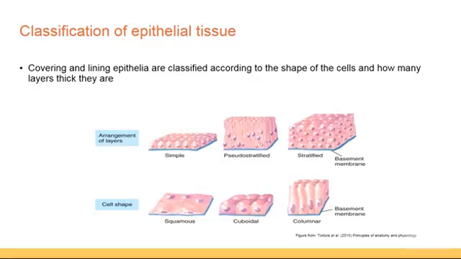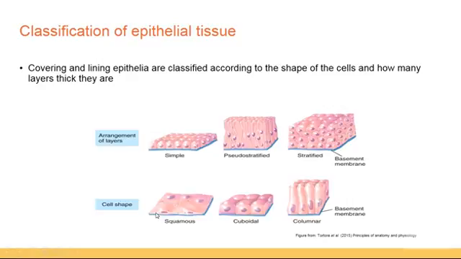So if we look at the classification of epithelial tissue, it is covering and lining epithelia, and they're classified according to the shape of the cells and how many layers thick they are. So if we look at the arrangement of layers, you can see that they can be simple, so this is one single layer of cells. Pseudostratified, so here you can see that all of the cells actually make contact with the basement membrane, but the nuclei are located at various regions and the cells are squished together, so it looks like there's multiple layers, but there's actually not. And they can be stratified, so you can see here that there's multiple layers of cells in this particular area.